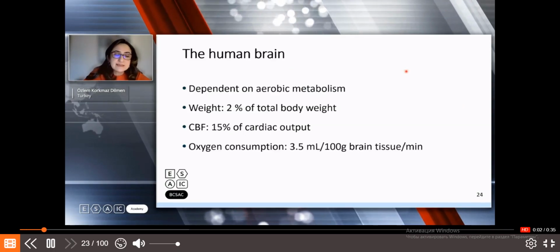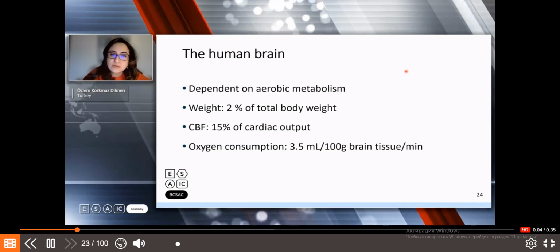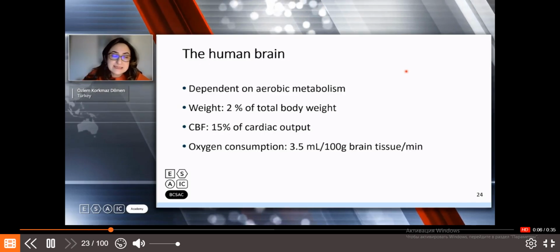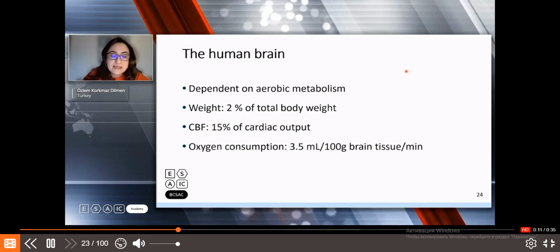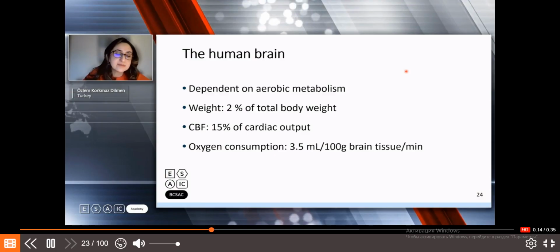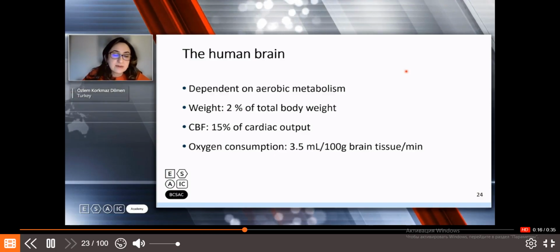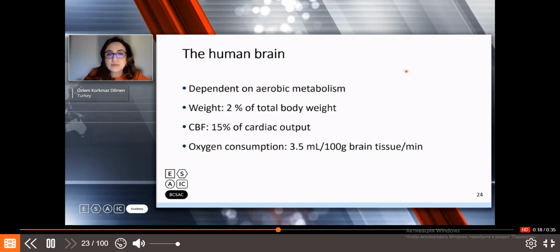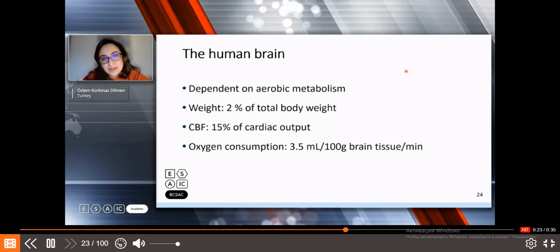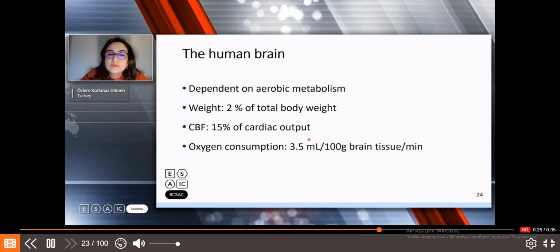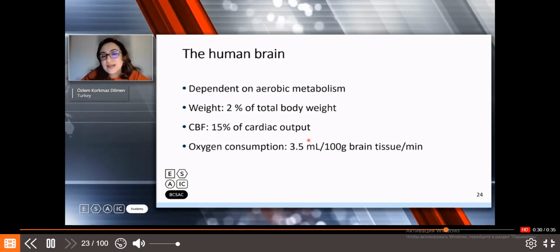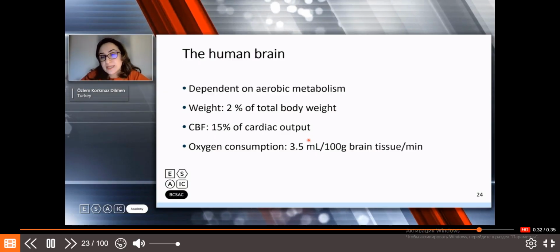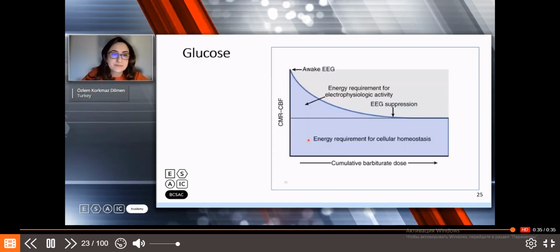The human brain represents about 2% of the body weight, but receives almost 50% of cardiac output. This high flow reflects its significant metabolic demand. Almost 20% of the total body oxygen consumption is used by the brain. The normal value of oxygen consumption is about 3.5 milliliters per 100 grams of brain tissue per minute in adults.